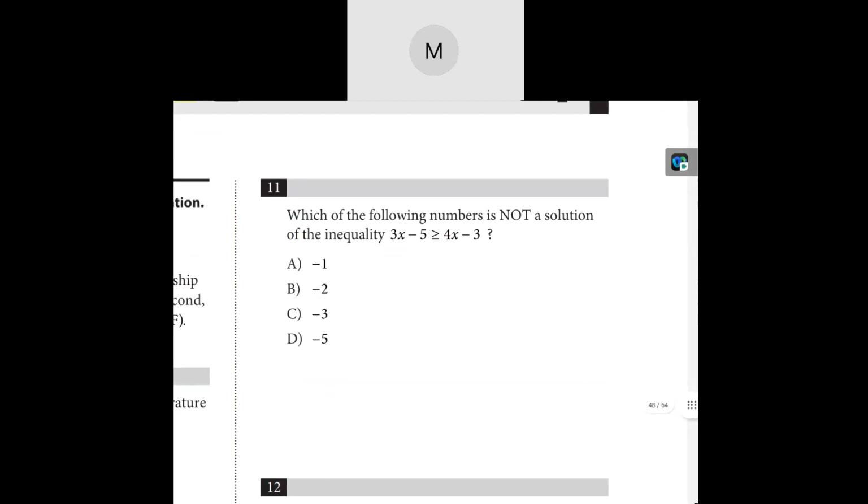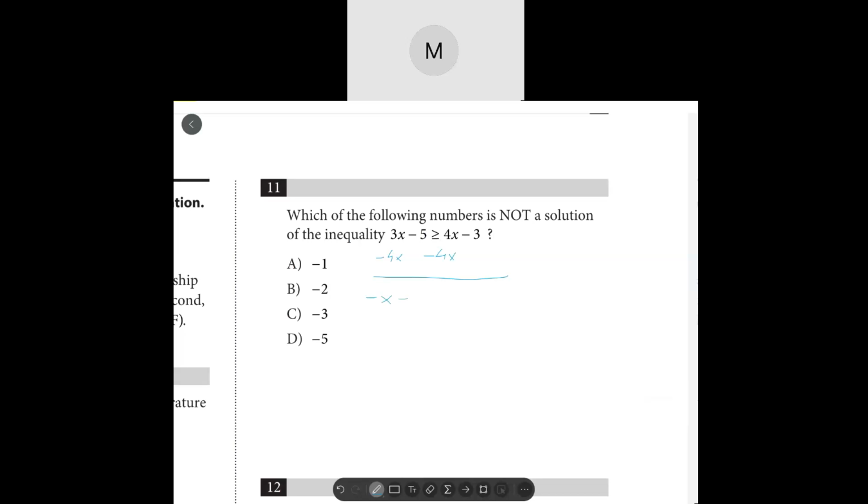So, which of the following is not a solution? Inequalities, solve it exactly as you would with equalities. If 3x minus 5 is greater than or equal to 4x minus 3, again, don't rewrite the question. The only thing I'm doing is subtract 4x on both sides. So I'm left with minus x minus 5 is greater than or equal to negative 3. Add 5 on both sides.